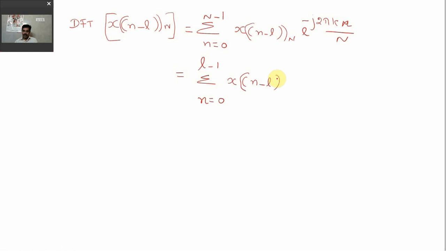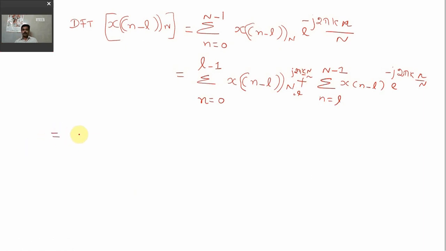Be careful while writing the expression. Here you have to put a double bracket, that is, circularly convolving by N samples, plus n equal to L to N minus 1 of x of n minus L. Here there is no double bracket. e to the power minus j 2 pi k n by N. Sorry, here also you will be getting this e to the power minus j 2 pi k n by N.